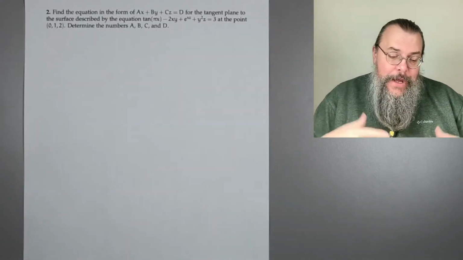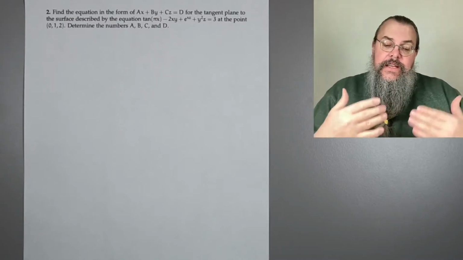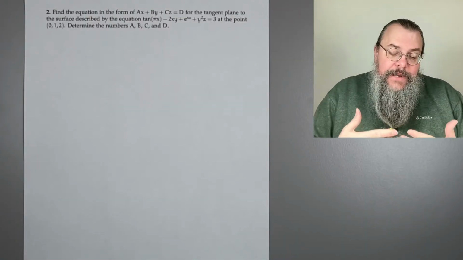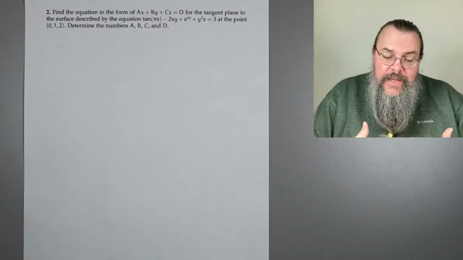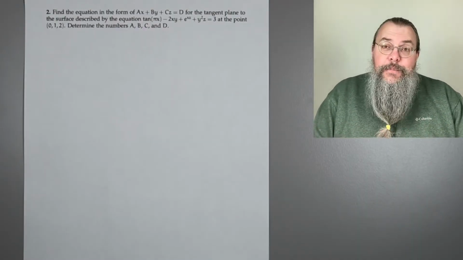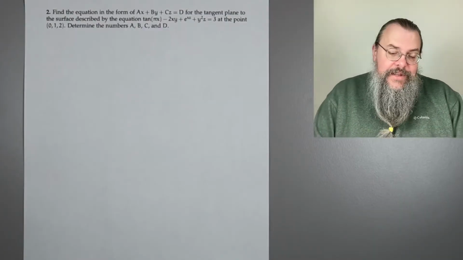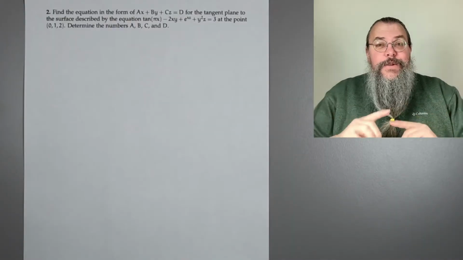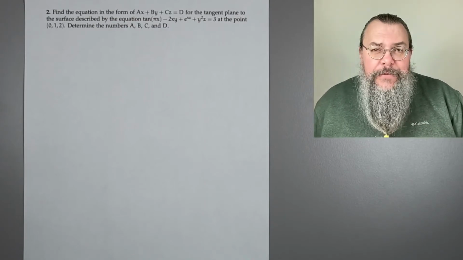Number 2, find the equation in the form ax plus by plus cz equals d for the tangent plane to the surface described by the equation tangent of pi x minus 2xy plus e to the zx plus y squared z equals 3, and we're at the point (0, 1, 2). And determine the numbers a, b, c, and d. Now, on a side note, technically speaking, a, b, c, and d will not be unique, but we'll get to that in a moment. But we're among friends, so we know what this means.